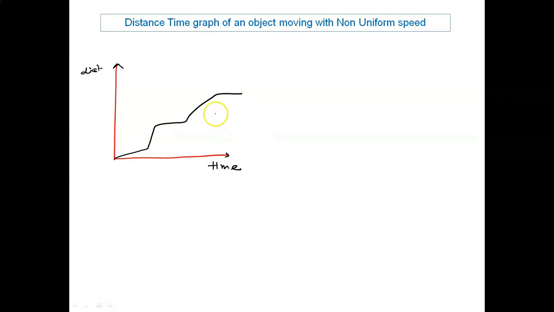It is not necessary that the graph is like this. The graph may be a curve also. This curve, again, is non-uniform speed. So I hope the graph of the non-uniform and uniform speed is very much clear.